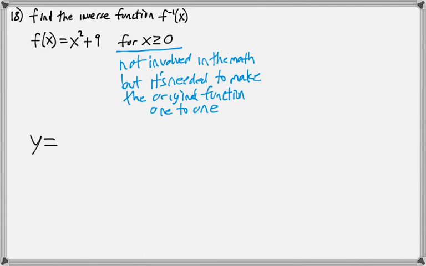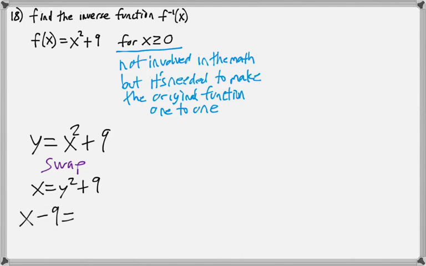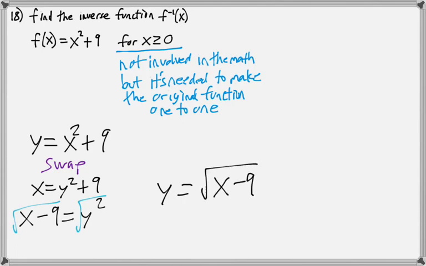I'm going to start by rewriting it with y instead of f of x. Then I'm going to swap my x and my y. Then I need to solve for y. So I'm going to subtract 9, and then I'm going to take the square root of both sides. So y is going to be equal to the square root of x minus 9.